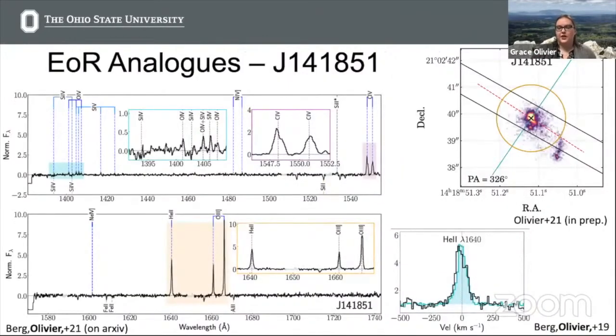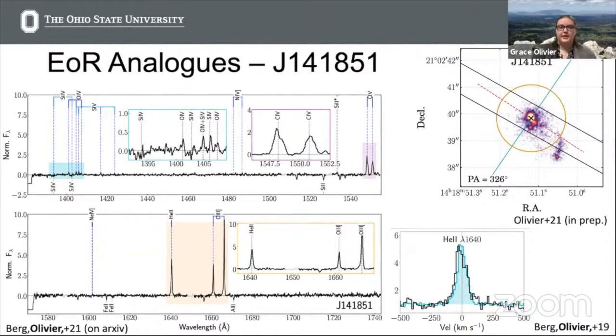So the two analogs we use for this work are J104457 and J141851. They are the two highest equivalent width measurements of carbon-4 and helium-2 in the local universe. And they're very small, compact, metal-poor galaxies. As you can see, J14 here fits within the aperture of COS almost completely.